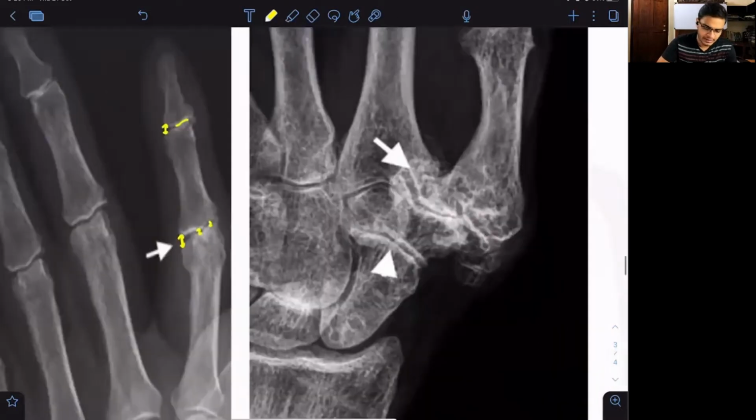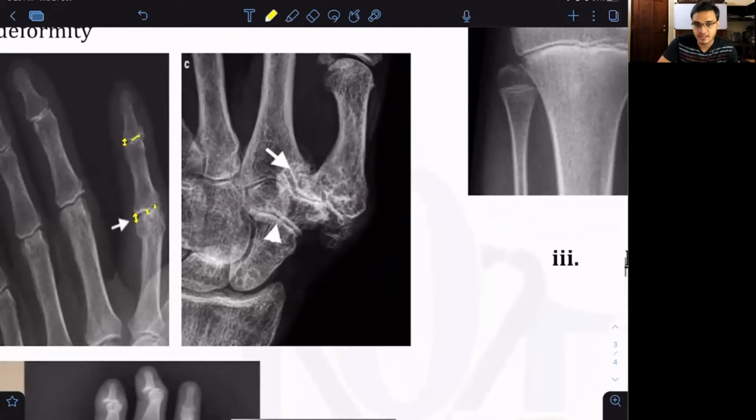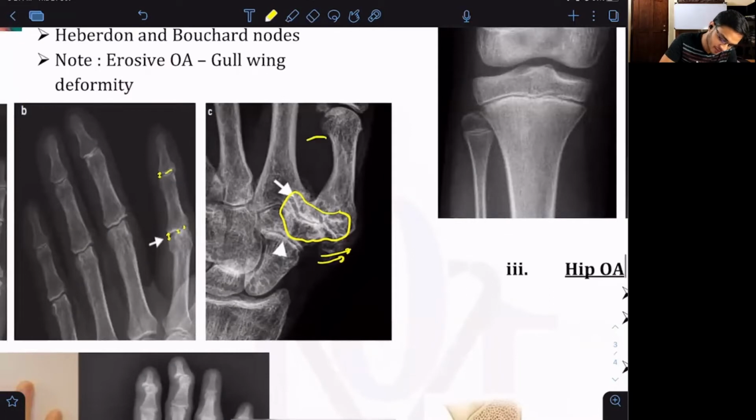The next thing, guys, look at this. This is the first carpometacarpal joint. You all can see there's significant sclerosis, and you can see the bone is moved a little bit in this direction. At the same time, what will happen?